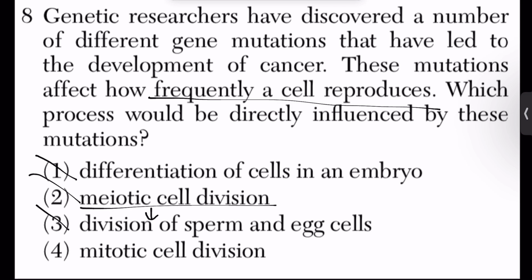So that leaves us with number 4, which is the answer, as cancer often affects the somatic cells when they're reproducing, causing them to skip past all their control mechanisms and replicate uncontrolled, forming a tumor. So number 4 would be our best answer.